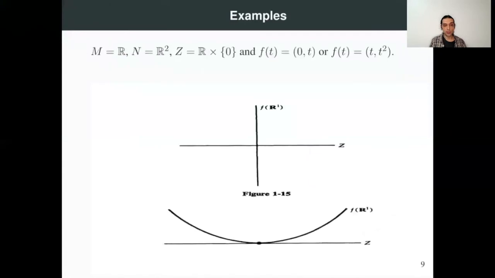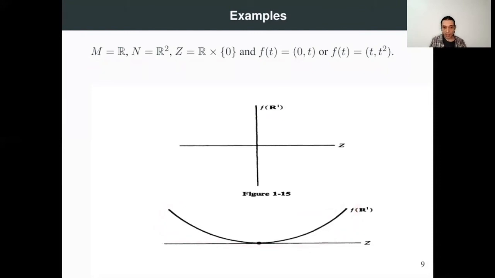Here, we are going to consider a couple of examples. In these two examples, the domain M is the line, the domain of our maps. The target space is the plane. The submanifold is the x-axis. And the maps are these two maps over here: a map parameterizing the y-axis in the first case, and a map parameterizing this parabola over here in the second case.